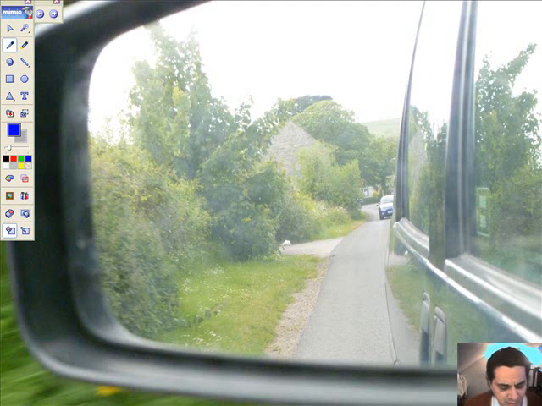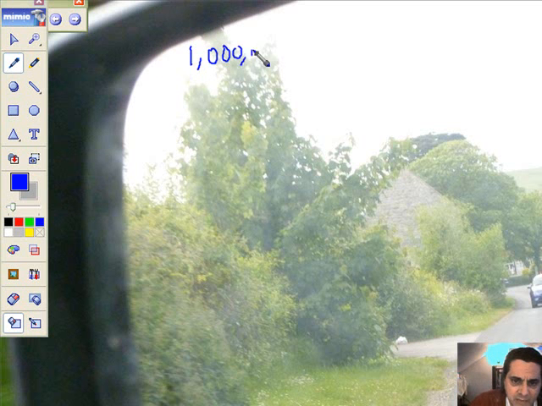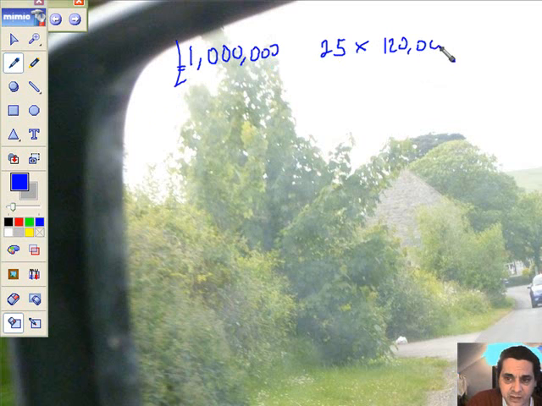A property developer buys some land for £1 million. So we've got £1 million worth of land. He's got to buy it, put it up front. He builds 25 houses on this land. It costs him £120,000 to build each home. So I've got 25 lots of £120,000, and then it says he sells the houses for £200,000 each. In other words, 25 lots of 200,000, and the question says find the percentage profit.